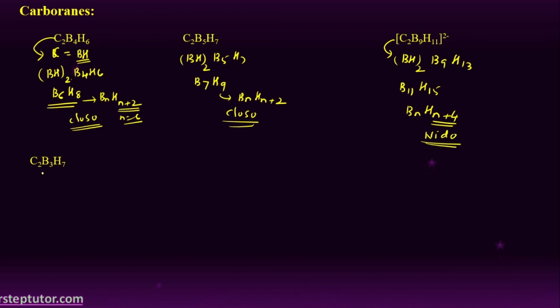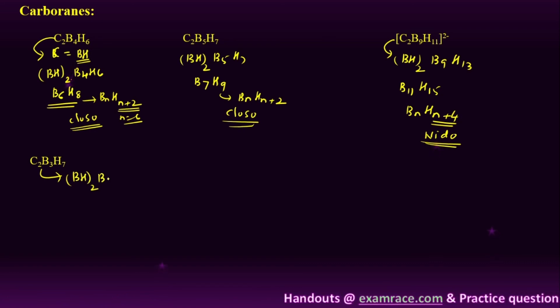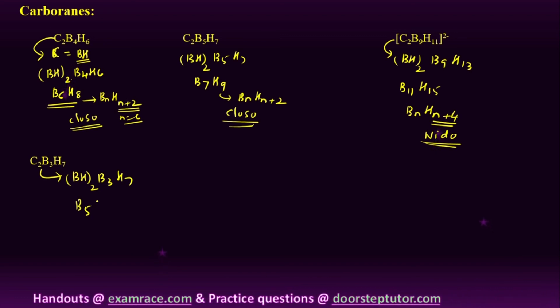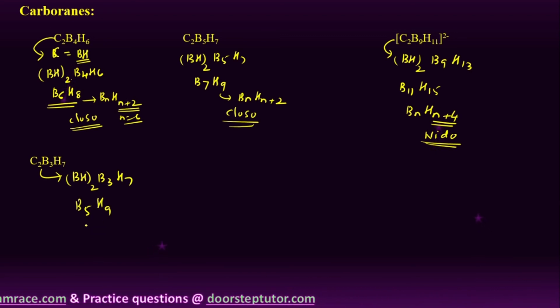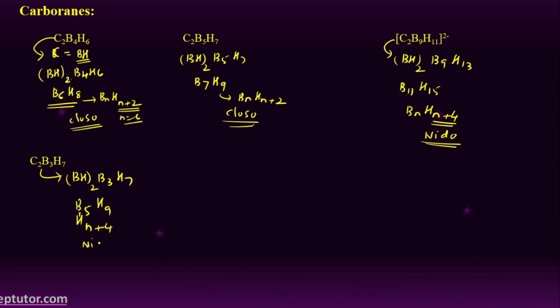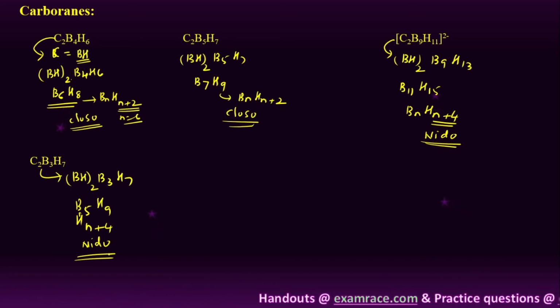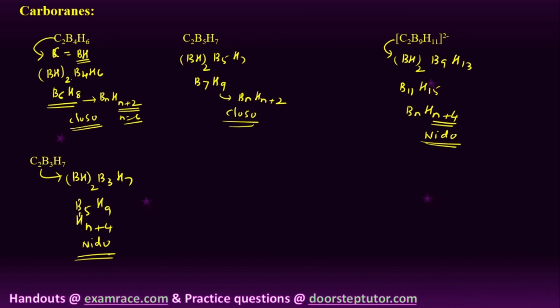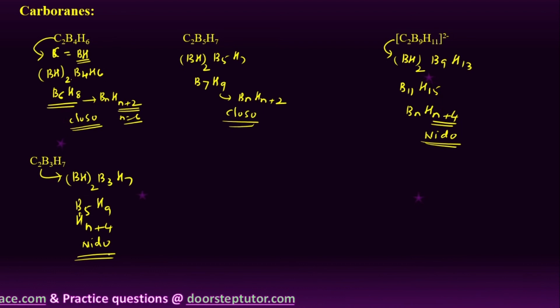Clear? Next here you can see, student, C2B3H7. Just write BH taken twice, B3 and H7, and add all the boron atoms, then H9. So it looks like n plus 4, so it is nido. This is the way to determine the structure of carboranes and boranes in a simple way, and it is also useful for the calculation of the number of skeletal electrons and skeletal pairs of electrons.